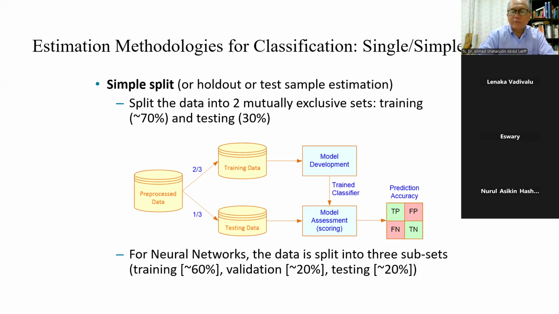That is model development. Then once we have developed the model for the classification engine, the trained classifier will undergo testing assessment, applying the other 30% set of the data, not the same 70% data. And then we do the model assessment. How do we do the model assessment? By measuring the prediction accuracy.